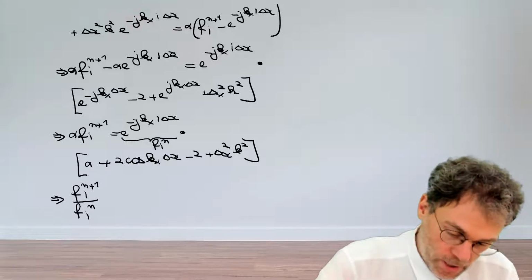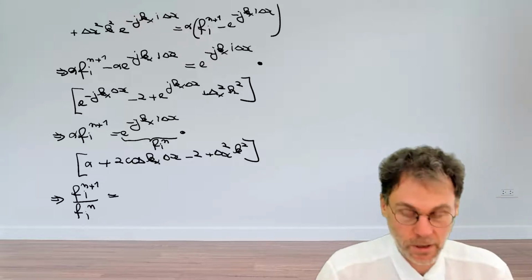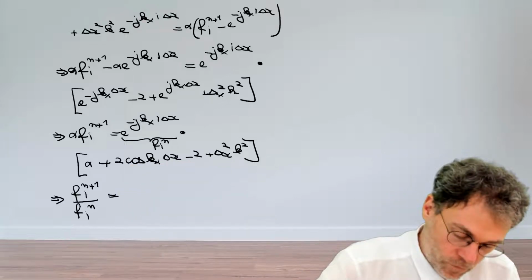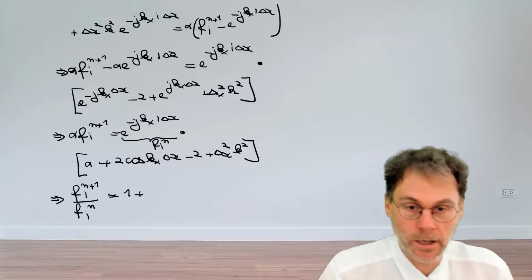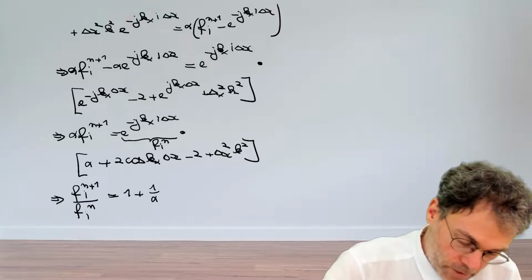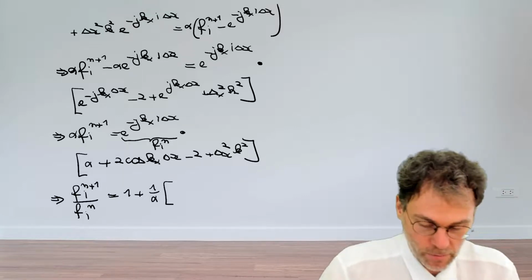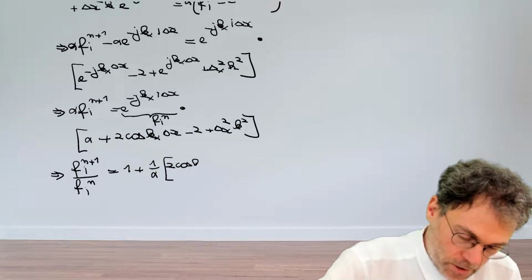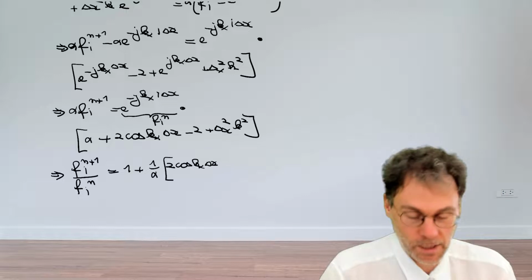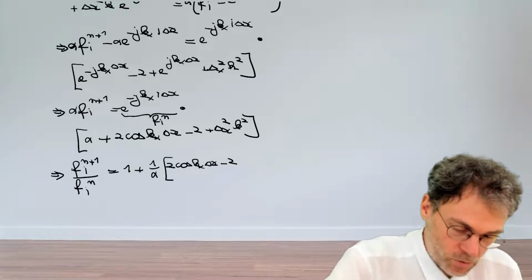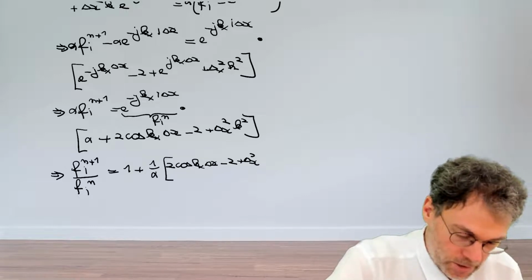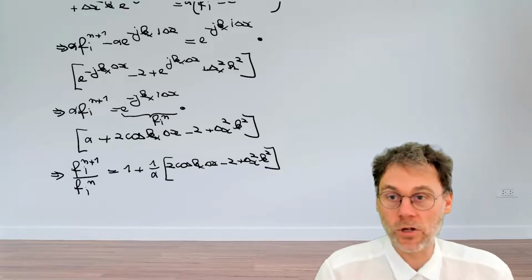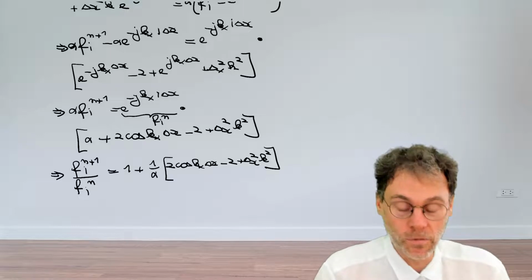That ratio is actually, if we divide everything in between square brackets by alpha, then we have 1 plus 1 over alpha, and then another set of square brackets: 2 times cosine kx delta x minus 2 plus delta x squared k squared. And this is the ratio that we have between the old field and the new field.